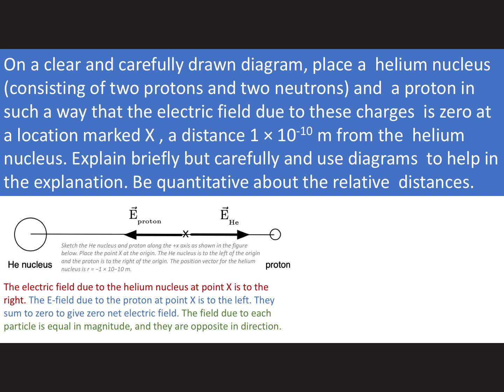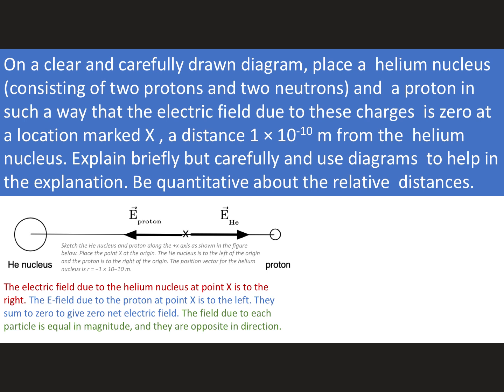So then we're going to be quantitative about it. The qualitative explanation is what you see on the screen there. Sketch the nucleus along the x-axis. We'll make x the origin, that's our 0 point. Nucleus to the left. And so the position for helium is 10 to the minus 10th.